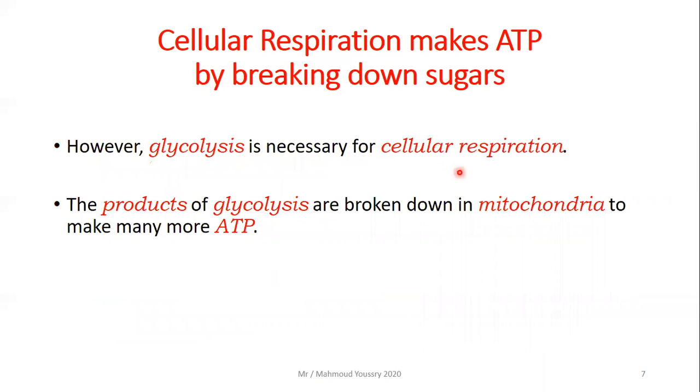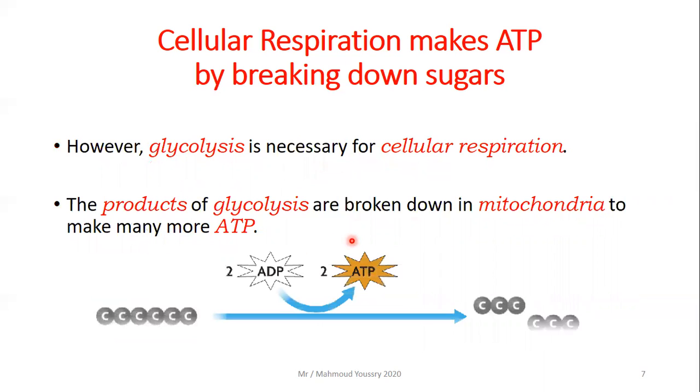However, glycolysis is necessary for cellular respiration. Why? The products of glycolysis are broken down in the mitochondria to make many more ATP. Look at this equation we have here. This is a 6-carbon molecule, the glucose, that is broken down into two 3-carbon molecules, as you can see. Two ADP molecules, adenosine diphosphate, are turned into two ATP molecules, adenosine triphosphate.